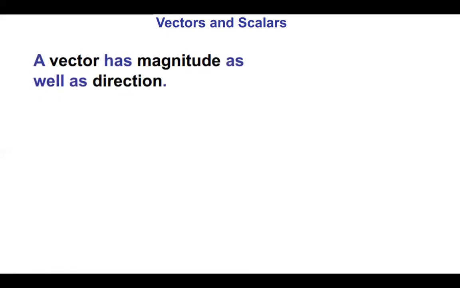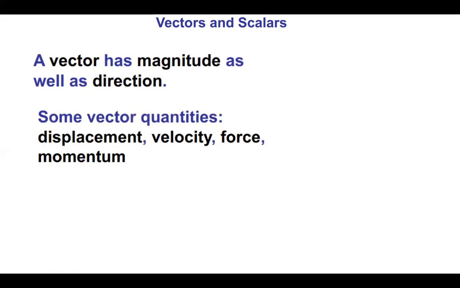So this is what I was just talking about. Some vector quantities are displacement, velocity, force and momentum. These are vectors. That's the reason why when representing displacement or velocity or a force, in most books where they take vectors into consideration very much, you discover that they put an arrow on top. This arrow is put there to show direction.